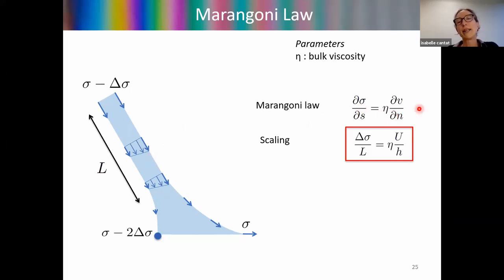So I will explain the model using scaling laws for simplicity. This becomes the tension difference between these two points divided by the length of interest I'm looking for, big L. And on the other side, I have the viscosity of the bulk phase multiplied by U, which is also my important parameter, the transfer velocity, so the velocity at this point, divided by the film thickness. So I have one coupling for three quantities.